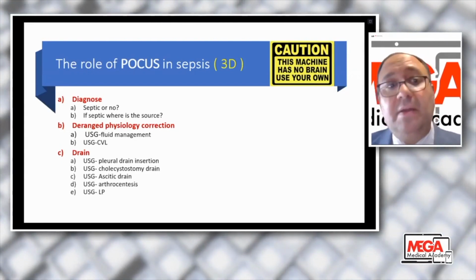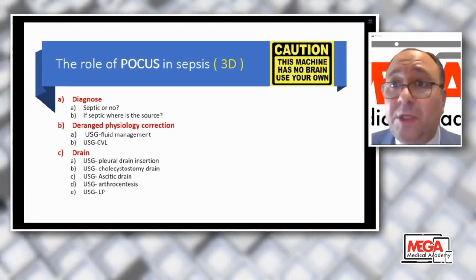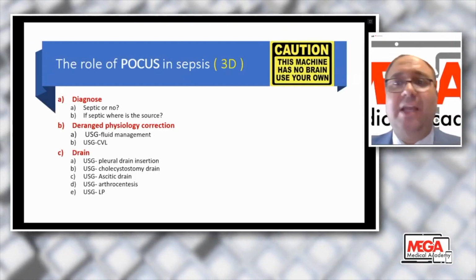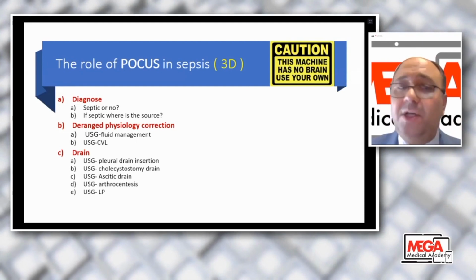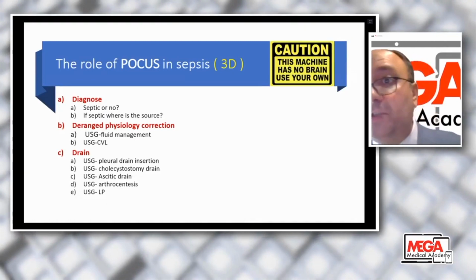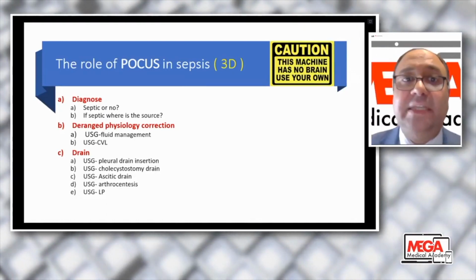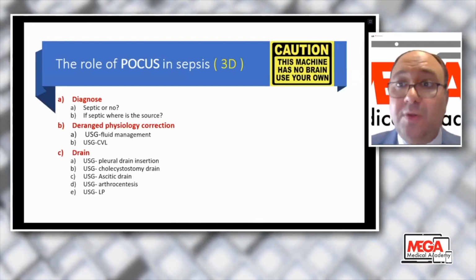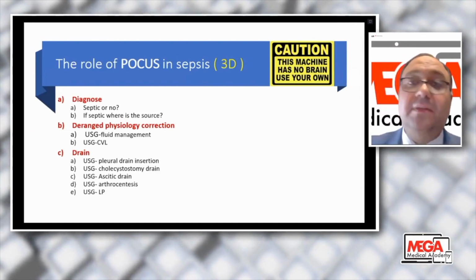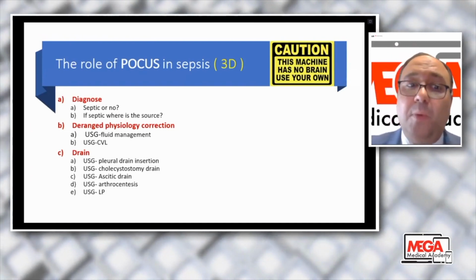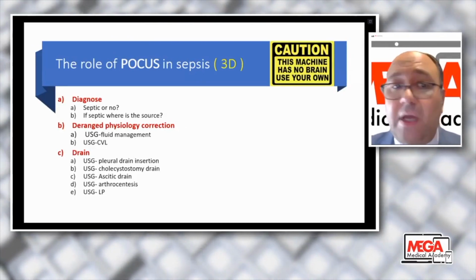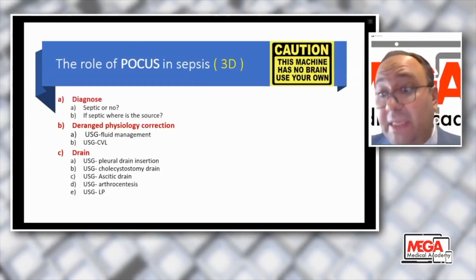In the diagnosis, we need to ask ourselves, is it septic shock or other types of shock? So we need to rule out other types of shock by ultrasound. The second D is the deranged physiology correction, by ultrasound guided fluid management, as Dr. Hisham mentioned, the patients need more fluids according to the indices, and the insertion of central line. Drainage, source control: pleural drain insertion, cholecystostomy drain, ascitic drain insertion, arthrocentesis, LP sometimes.